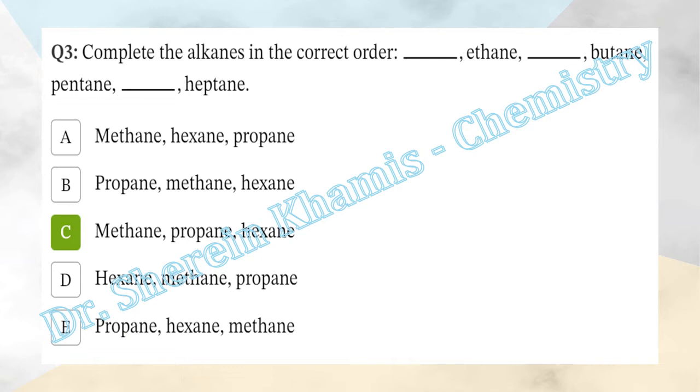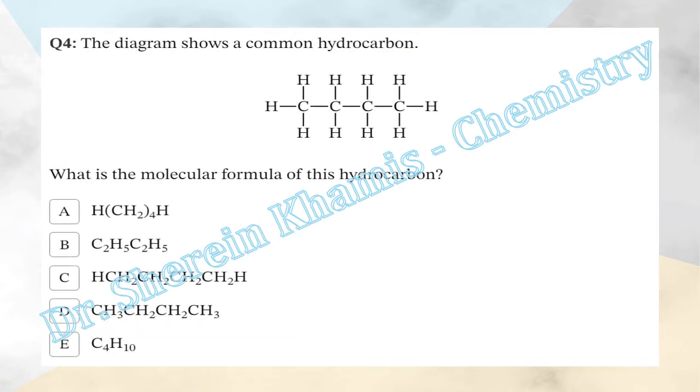Okay, let's go to question 4. Question 4 says that this diagram shows a common hydrocarbon. We want to get the molecular formula of this hydrocarbon. What we mean by molecular formula is collecting all the kinds and numbers of atoms. Kind means carbon or hydrogen, and number means the total number of carbon and the total number of hydrogen. We call this the molecular formula, neglecting the type of bond connecting between them. So this is the displayed formula for the hydrocarbon compound here.